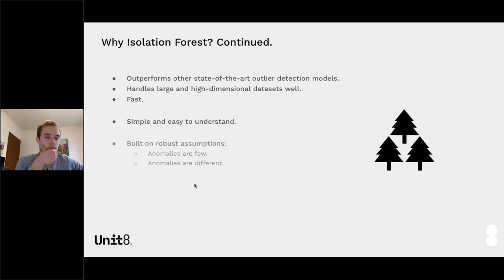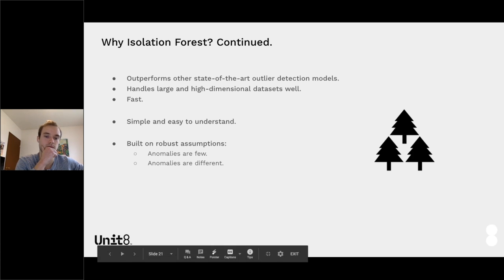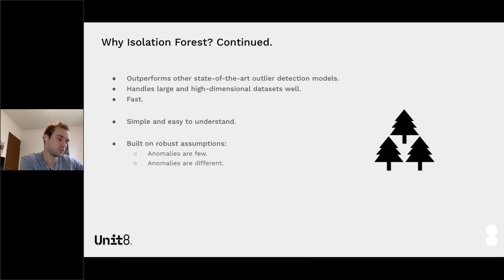Also, the fact that this model reliably finds anomalies relies on two simple assumptions. Anomalies are few, and anomalies are different from normal entries. All in all, based on our past experiences, this is a good choice for the task at hand. And last but not least, there are many available implementations, for example, scikit-learn.